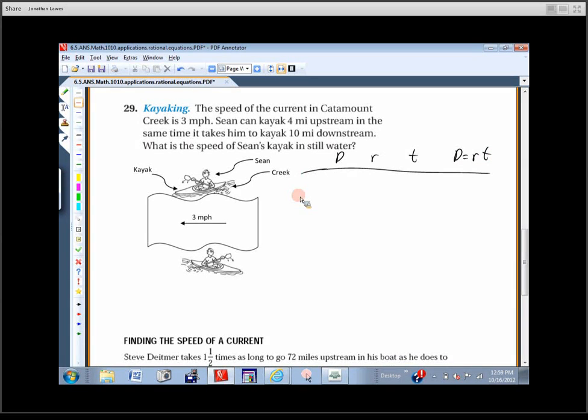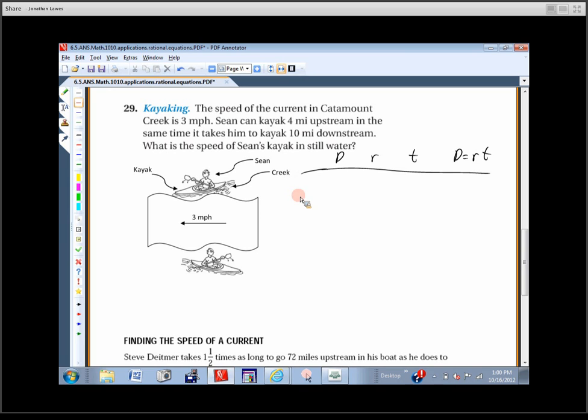Now, in this situation, we've got the speed of the current in Catamount Creek. So why do they have to come up with a funky name like that? It's 3 miles per hour. Sean is in a kayak, and he's going 4 miles upstream in the same time it takes him to kayak 10 miles downstream. How come he can go further downstream than he can upstream? Because the current's with him.